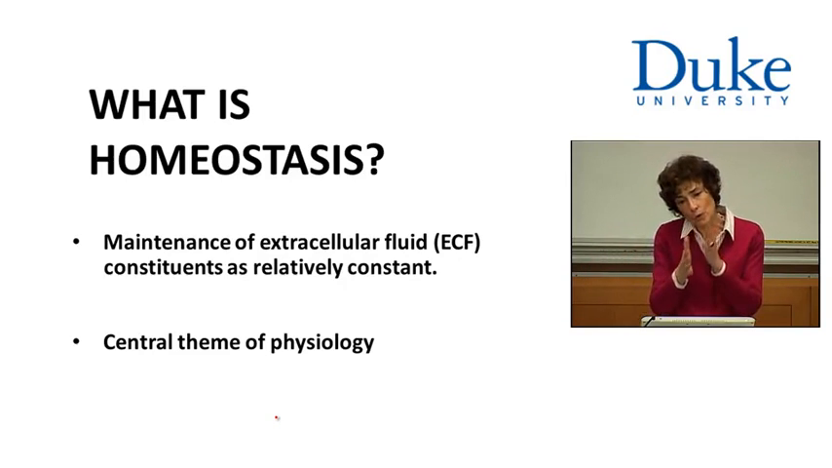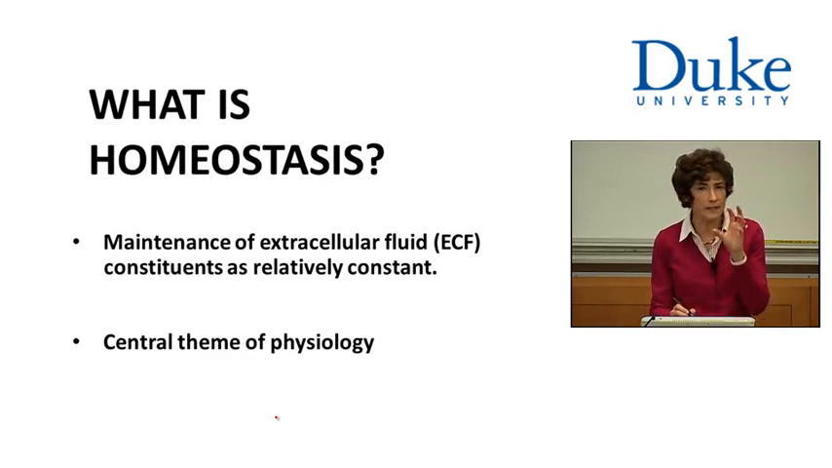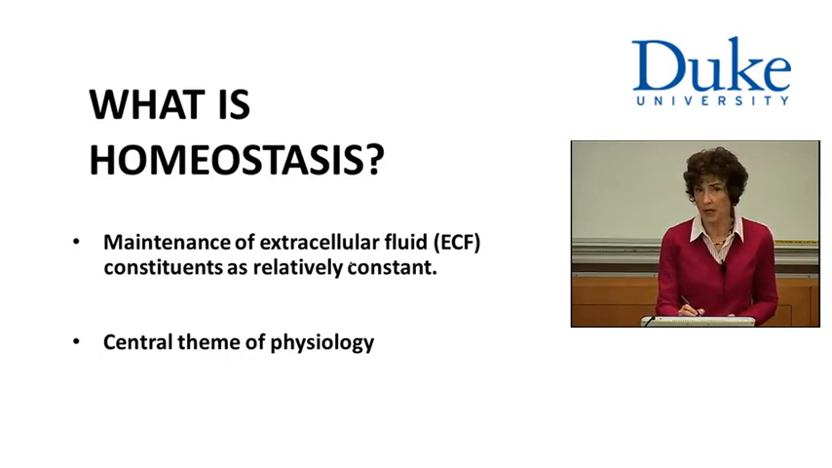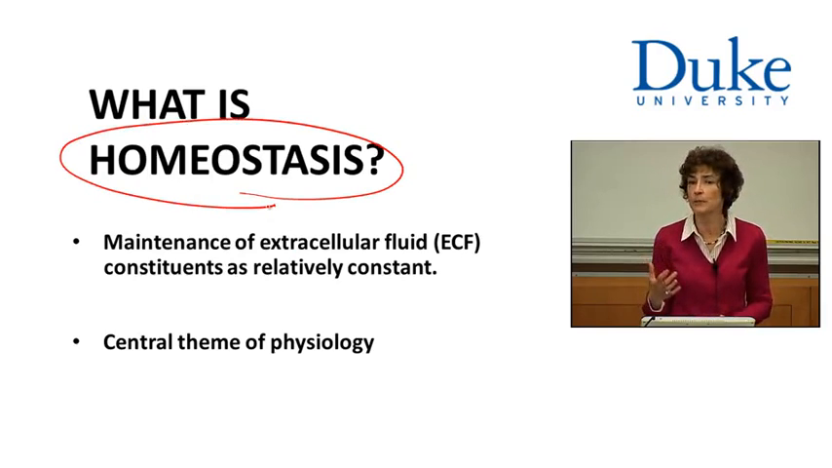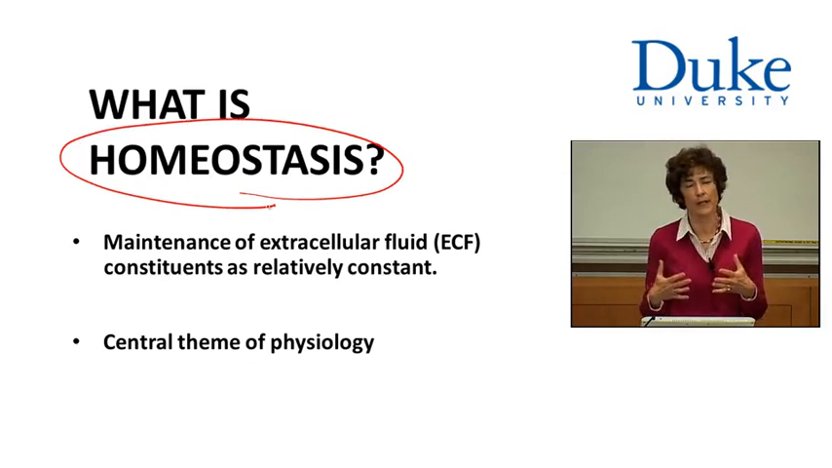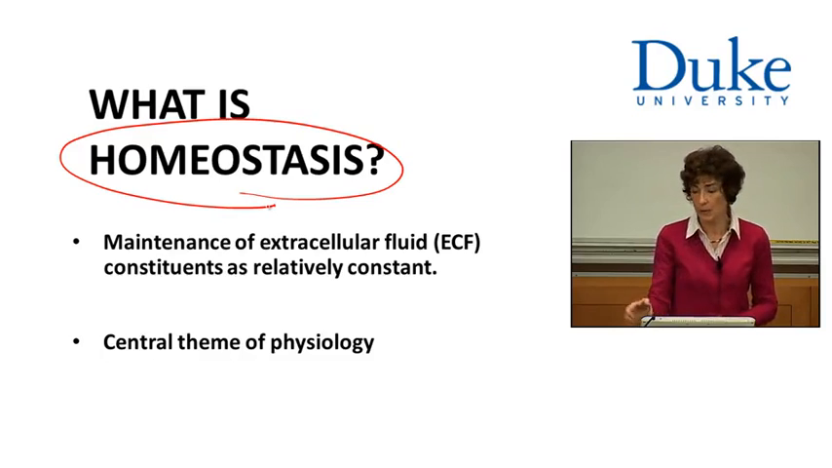But the organs of the body are trying to maintain that ECF, that buffer zone, which is where all of this material is being delivered, within a normal range, or within a very set range. And the maintenance of the constituents of the ECF as relatively constant is the main theme of physiology, and this is what homeostasis is about. So that's our central theme, and what we're going to see is that all of the organs of the body are going to act on that ECF to try to keep the contents of the ECF within a very narrow range, which is compatible with the life of the cells.